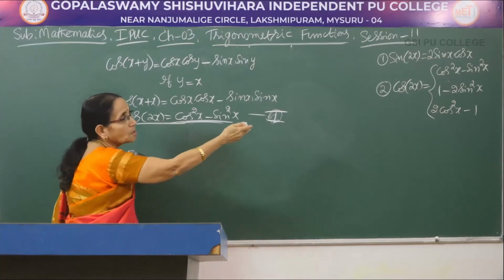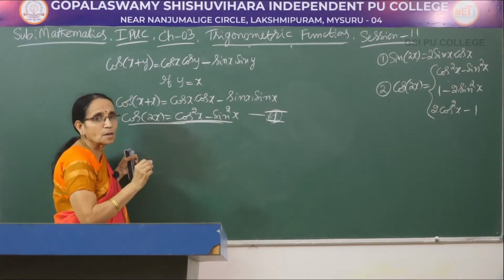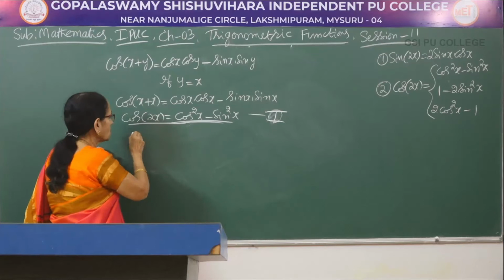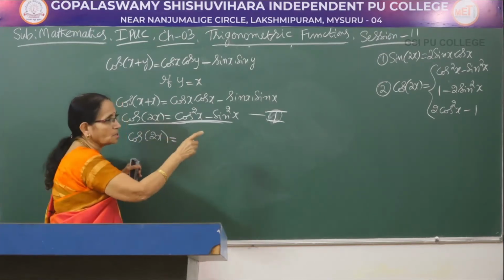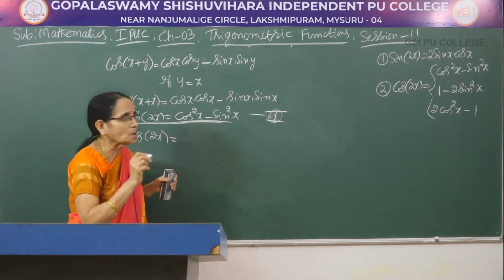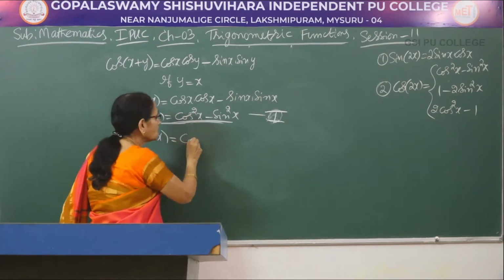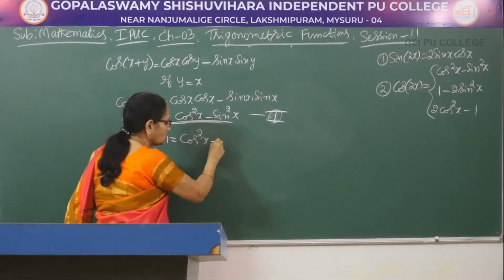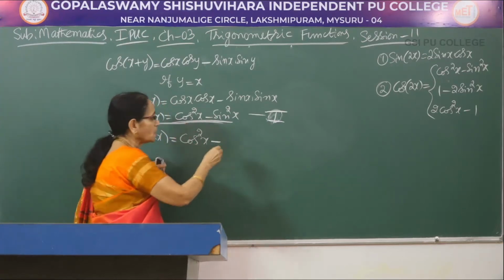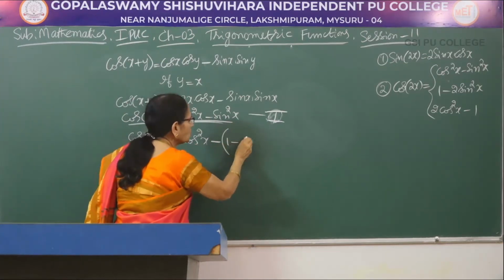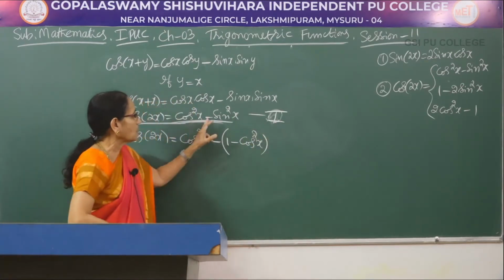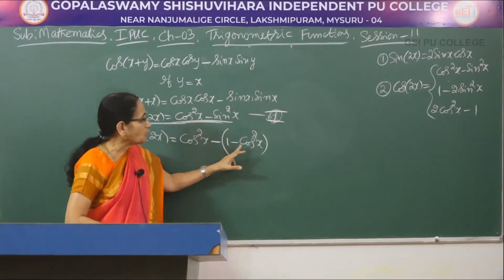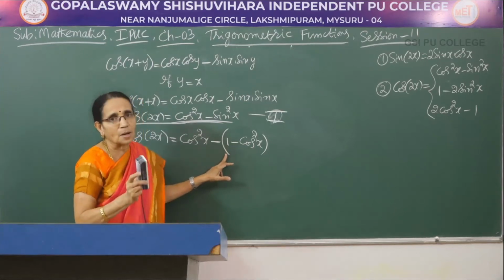Suppose I want to get the last result, 2 cos square x minus 1. In that case, you observe that there is no sine function at all. It is purely in terms of cosine. Therefore, retain the cos square term as it is. The sine square term has to be written as 1 minus cos square x. Be careful, we are having a minus sign here. So, write both the quantities inside the bracket.